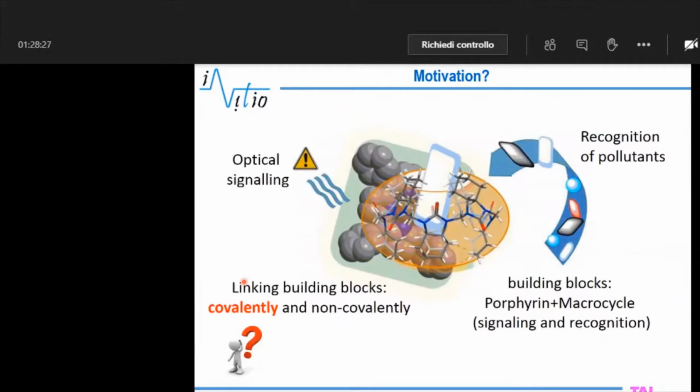For example, fine-tuning of properties like solubility, immobilization on a solid support via covalent linkage, whatever. But what is the most relevant to the aim of our project is the design of a robust sensor, which will work in any media. When you can covalently link, for example, your chiral macrocycle and the receptor, optical signaling unit like porphyrin, right? So it makes the sensor more robust.